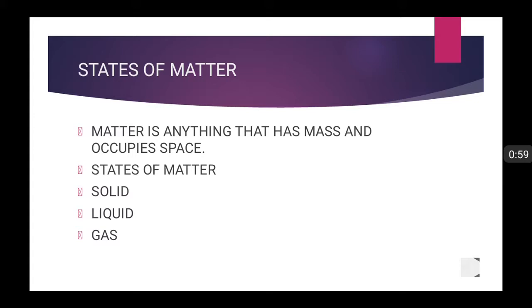Anything around you like your tables, chairs, pens, pencils, all these things are types of matter. Anything like a glass filled with water, a glass filled with milk, or a balloon filled with air, these are also forms of matter. Matter exists in three states, that is solid, liquid and gas.